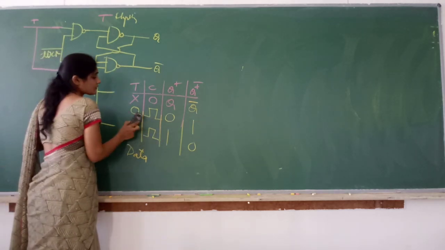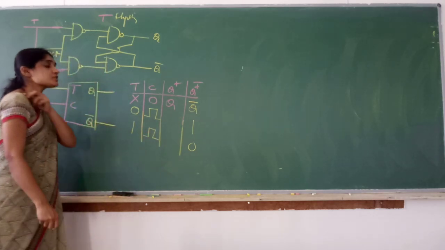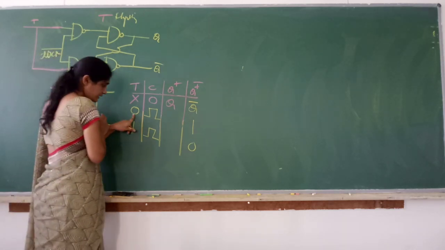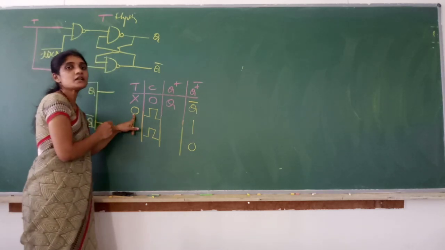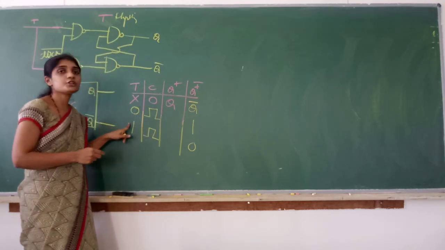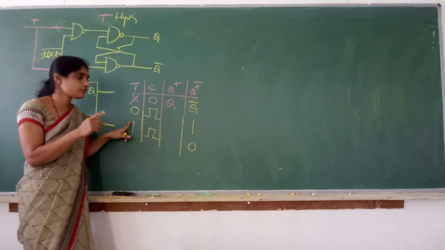So now, look at the function table of T flip-flop. T flip-flop is also called a toggle flip-flop. Look at the function table. Many of you will get confused here. Since T flip-flop is called a toggle flip-flop, you may think that for every input you are going to toggle it, but that is not the actual function table of T flip-flop.